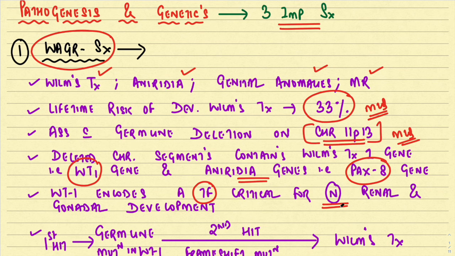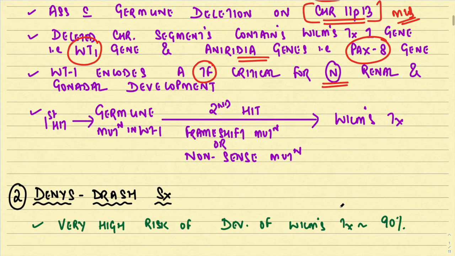Now how do they develop? Normally there is a first hit, in utero. This leads to a germline mutation in the WT1 gene, that is the first mutation. This is followed by the second hit, which is basically because of a frameshift mutation or a nonsense mutation, giving rise to what is called a Wilms tumor. So this is all about the first syndrome, the WAGR syndrome.